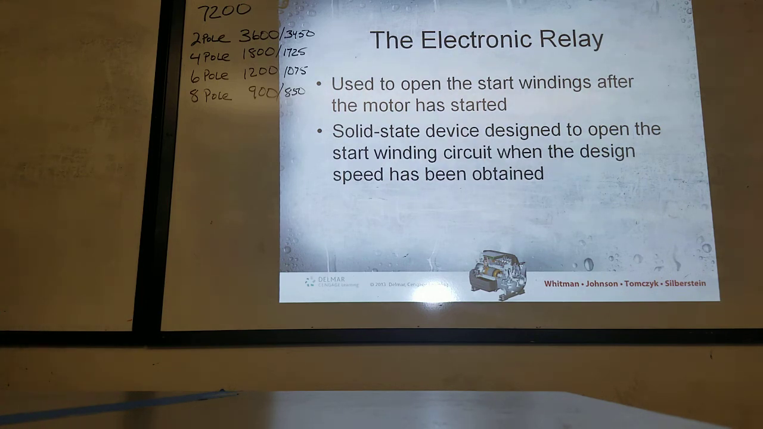And that's just to overcome the inertia of being stopped. It gives it the torque to start spinning, and it also determines which direction it's going to spin. Okay, so that's what the start winding's for, not meant to stay in the circuit. And we'll get into that, but there is one wiring where it does stay in, but I don't want to confuse you right now.